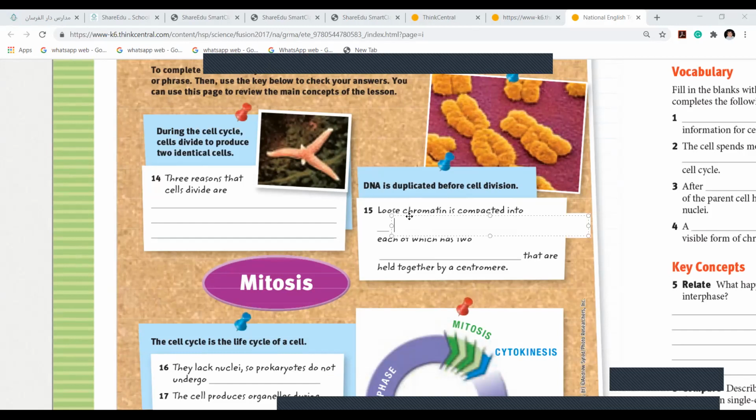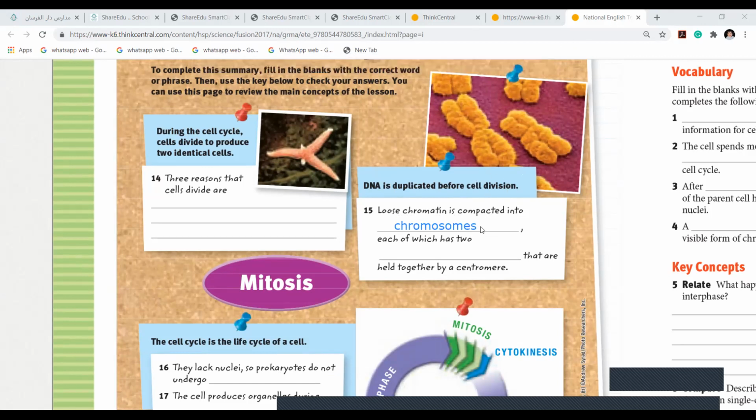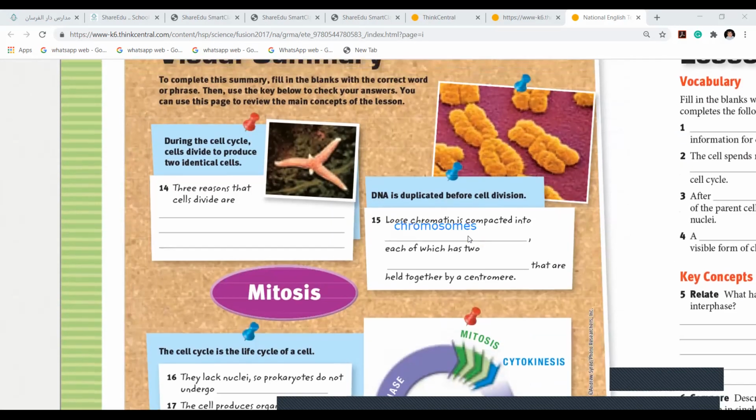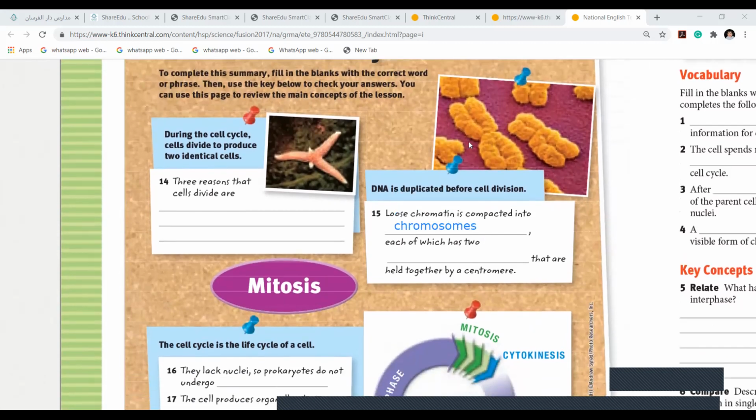The chromatin, you know those strands, they get together to form chromosomes. Am I correct? Yeah. And each of which has 2 chromatids. Each of which has 2 chromatids.